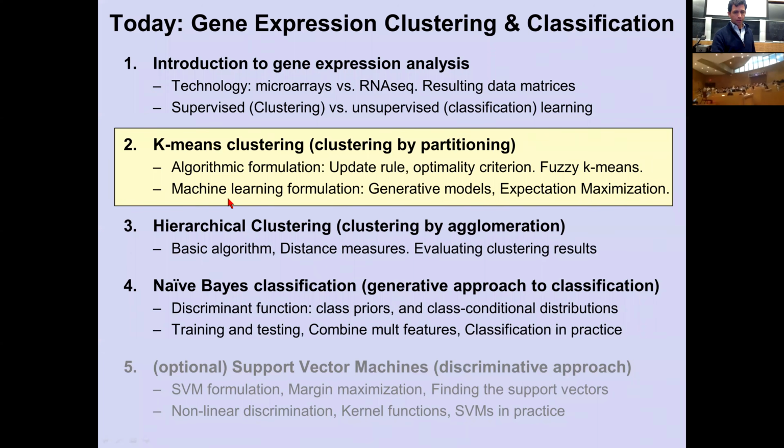Okay? So that's how we're going to organize the lecture. First we're going to talk about K-means clustering, so clustering by partitioning. Then we're going to talk about hierarchical clustering, clustering by agglomeration. And then we're going to talk about classification, specifically the example of Naïve Bayes. Okay?